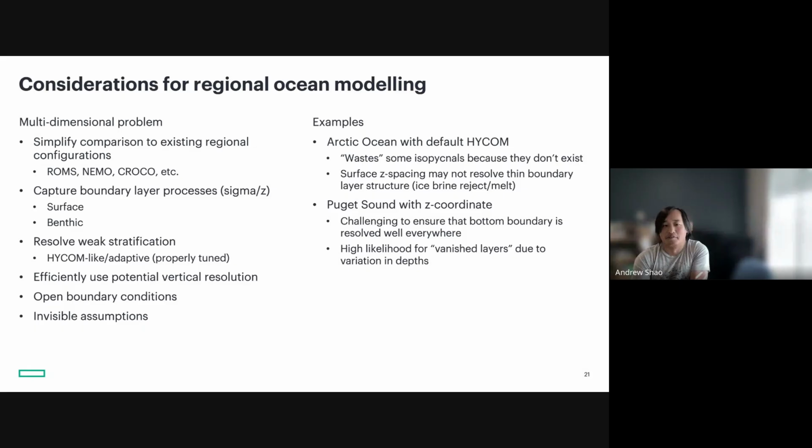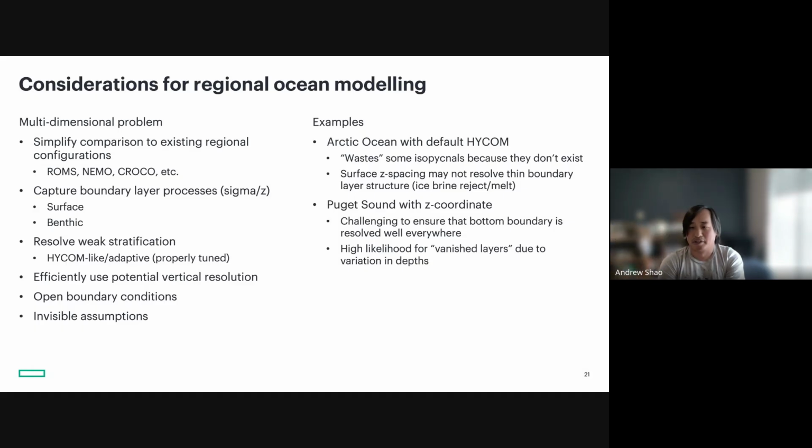And then there are a lot of invisible assumptions that people sometimes take for granted, like, oh yes, my model is always Z. Two examples came to my mind. You use the Arctic Ocean with default HYCOM, right? Okay, great, you waste some isopycnals because they don't exist. The surface Z spacing doesn't necessarily resolve the thin boundary layer structure. It was good enough for the global model, but maybe you need better resolution in the top 20 meters instead of the top 100 meters or 200 meters or thousands of meters.